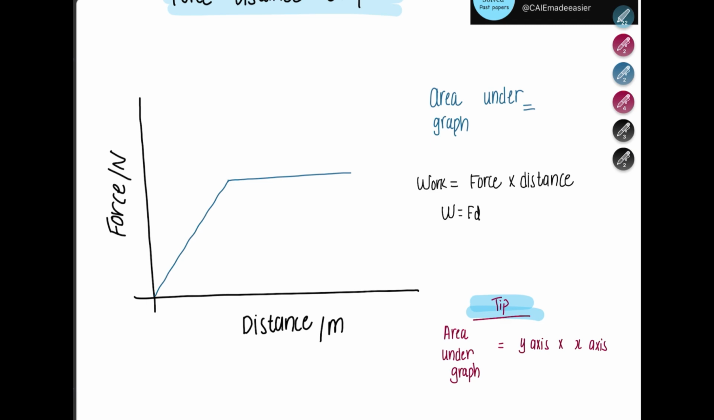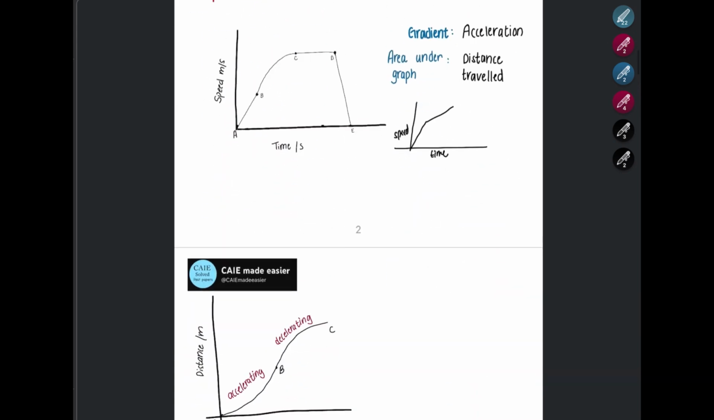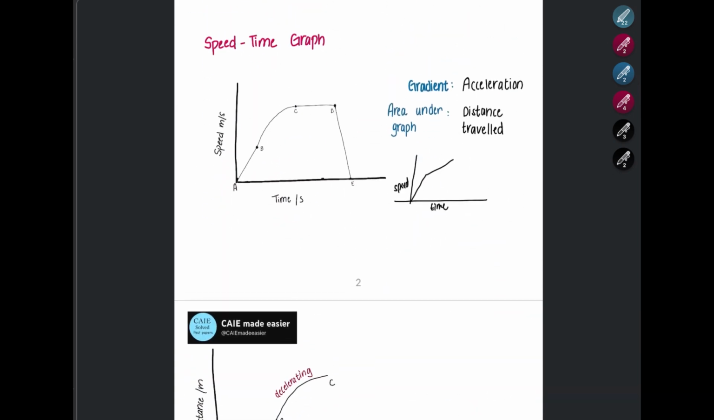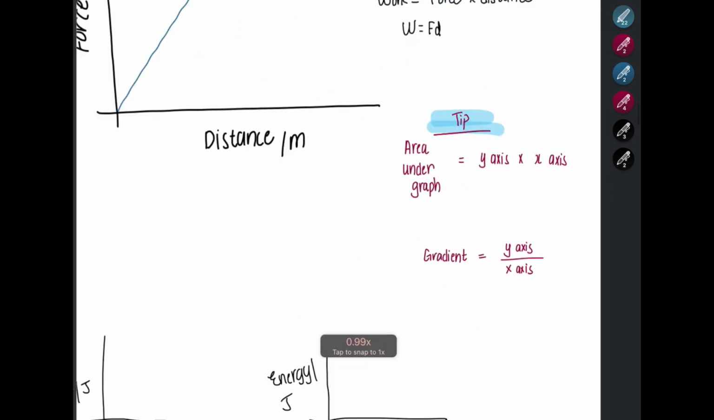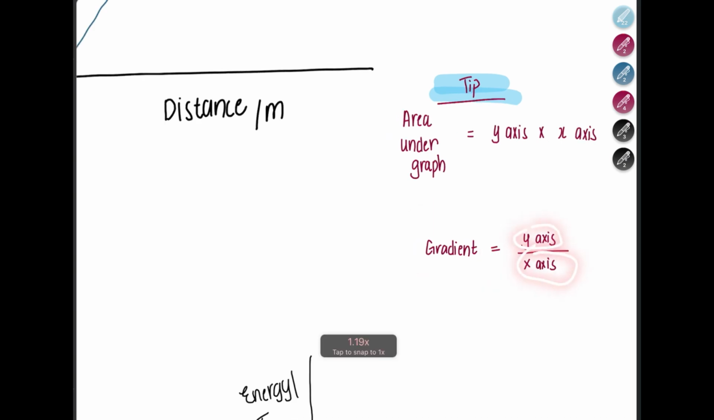So in this graph, area under the graph represents work. Notice that this can be applied to any graph, even to this speed-time graph. If you see, area under the graph is distance, because distance equals speed multiplied by time. On the other hand, if you want to identify the quantity when you find the gradient, if you divide the quantity on the y-axis by the quantity on the x-axis, what do you get?